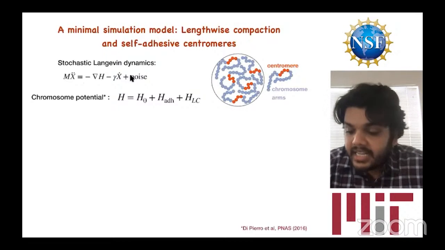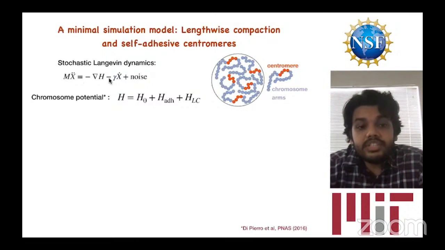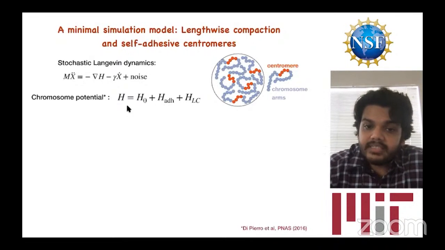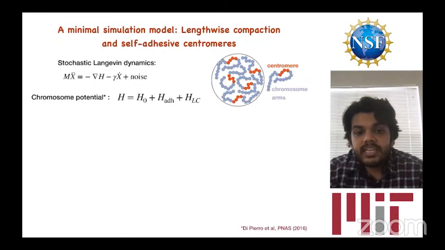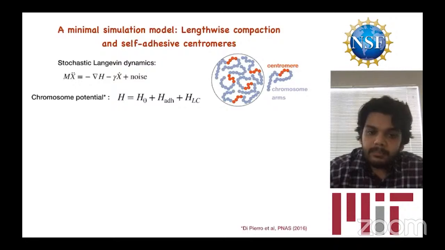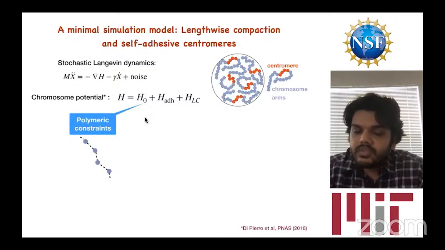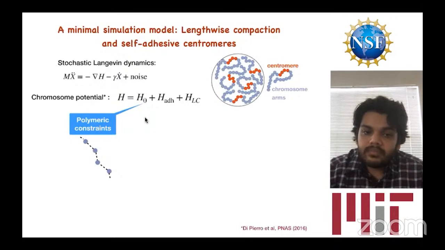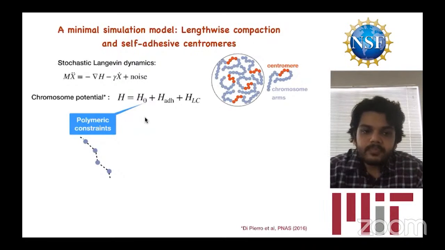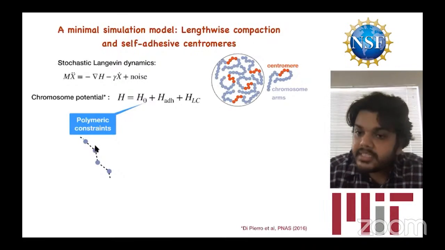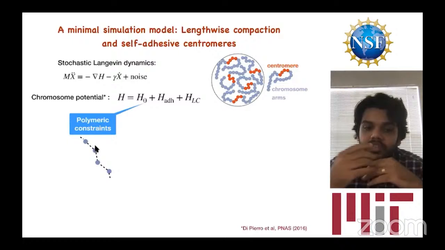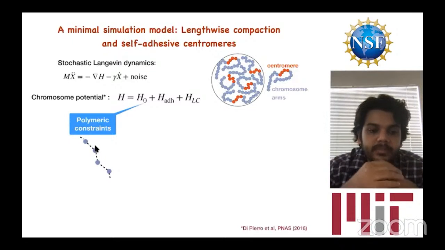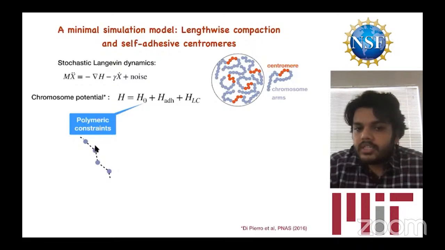And the force fields characterizing this Langevin dynamics are derived from a Hamiltonian, which looks like this. This Hamiltonian contains many terms. However, all these terms can basically be clubbed into three basic terms. The first term takes into account all the polymeric constraints and the logistics of maintaining the chromosome as a polymer. By that, I mean all the nearest neighbor interactions, because the nearest neighbors have to stick to each other, and the next-to-nearest neighbor interactions, which have to maintain a certain bond angle that controls the stiffness, and so on and so forth.